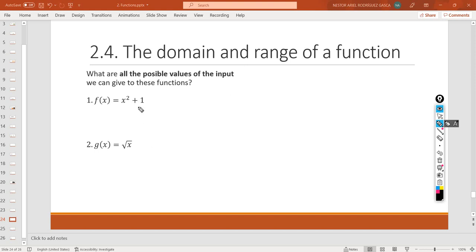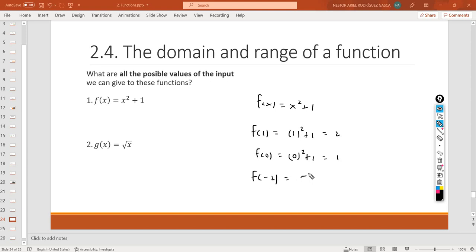Let's discuss that idea. Look at this function. F of x equals x squared plus 1. If you notice, guys, we can give the input variable, which is x, any value. F of 1 is going to be 1 squared plus 1. That's going to be 2. I can give the value of 0 to x if I want. I can give minus 2. That's going to be the following. Minus 2 squared plus 1. That's going to be 5.